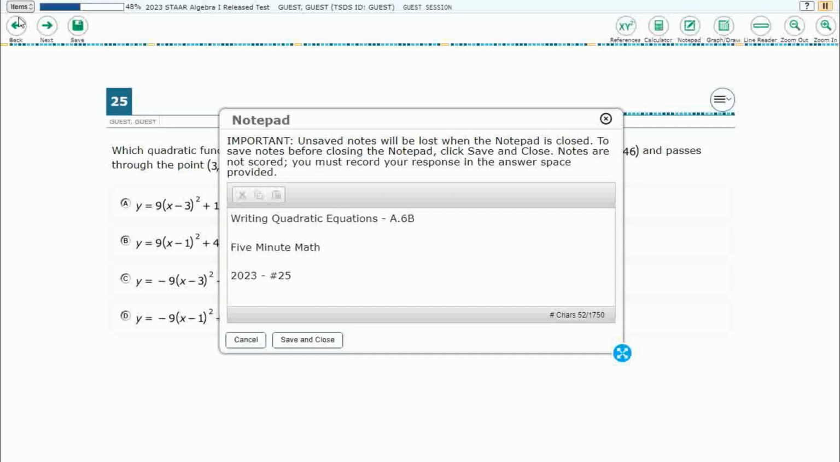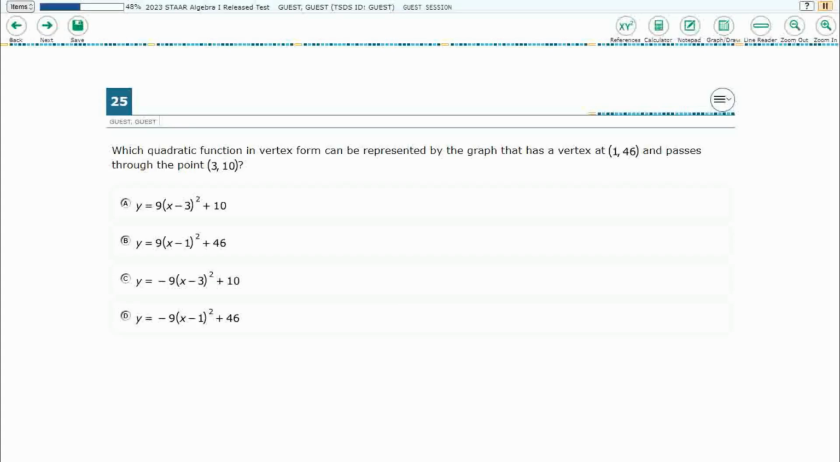Today we are looking at the Algebra 1 concept of writing quadratic equations. This is standard A.6B in the great state of Texas, and we are using item number 25 of the 2023 released STAAR test. If you haven't done so already, please go ahead and take a moment to pause the video, work this problem out on your own, unpause it, and we will look at our answers together.